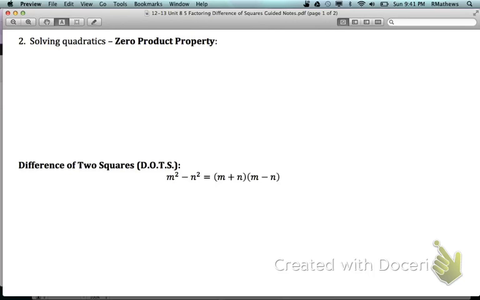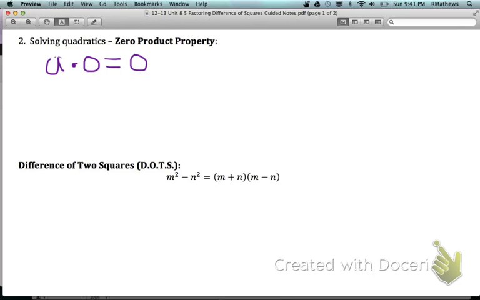Next, let's review the zero product property. Now, we looked at this way back in the beginning of the year, and this is something you've been doing in math for years. But remember, the zero product property basically says that anything times 0 equals 0. So A times 0 equals 0, right? Anything times 0 has got to equal 0.